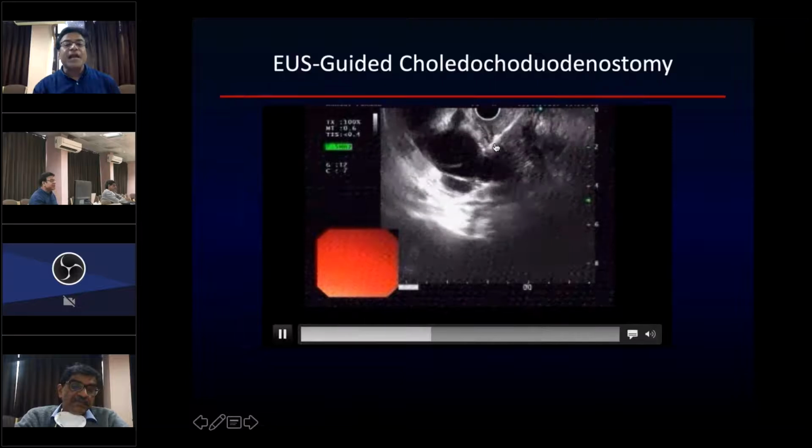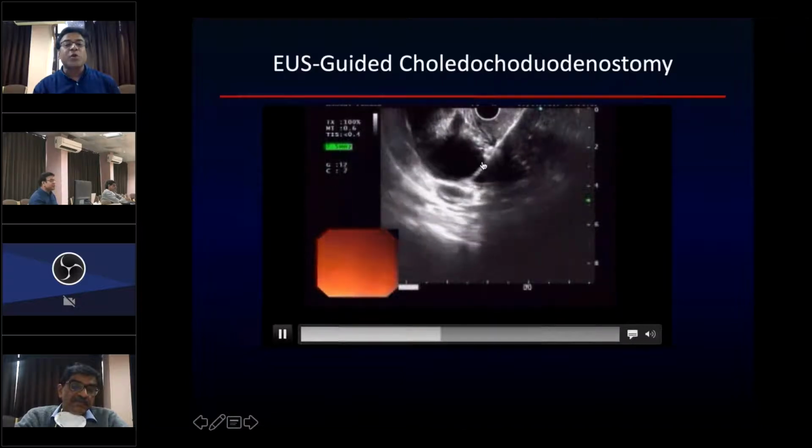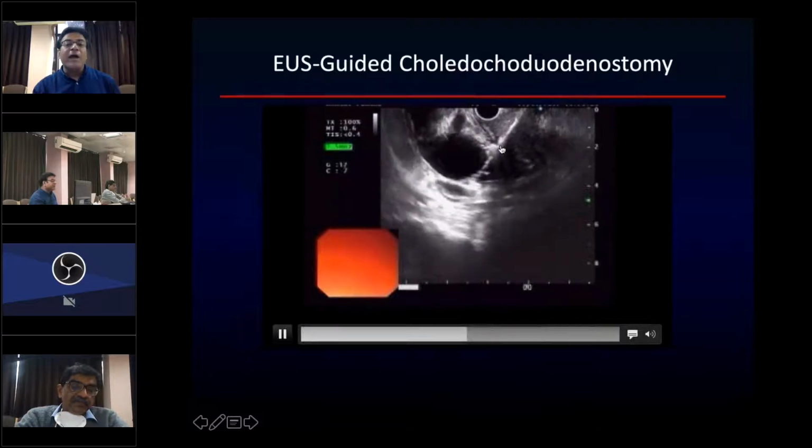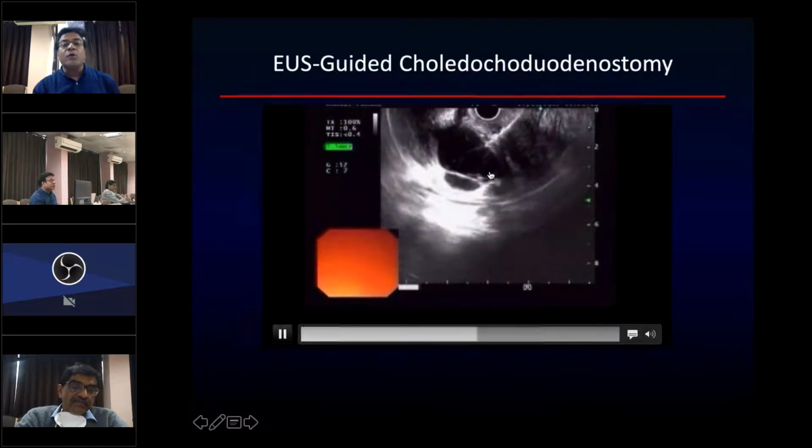Then we dilate this tract with a 6 French cystotome. This is a cautery enhanced device. You can see the cystotome reaching up to the level of hilum. After the tract is dilated, what we do finally is place a stent.